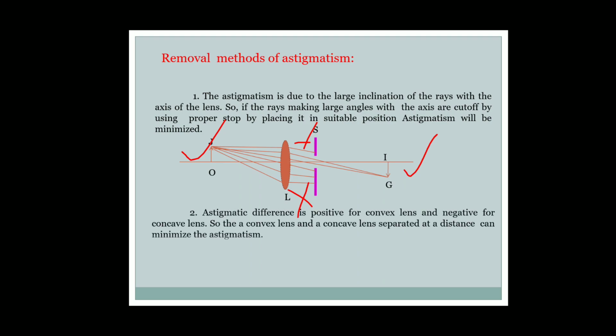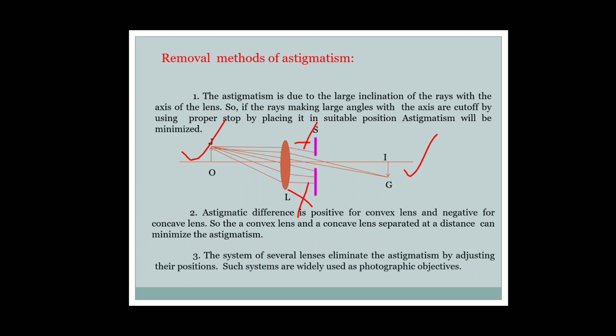And the second method: astigmatism is positive for a convex lens and negative for a concave lens. Already we discussed this type of images formed by spherical aberration as well as chromatic aberration. So a combination of a convex lens and a concave lens situated at some distance also removes astigmatism. So astigmatism can be removed by using a convex lens and a concave lens.